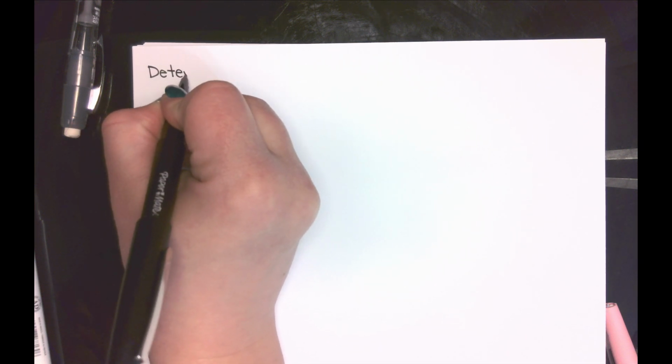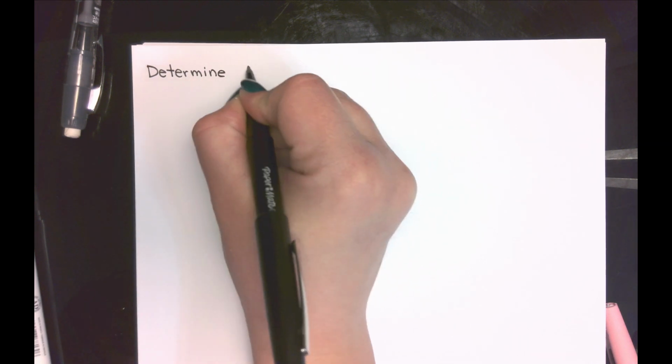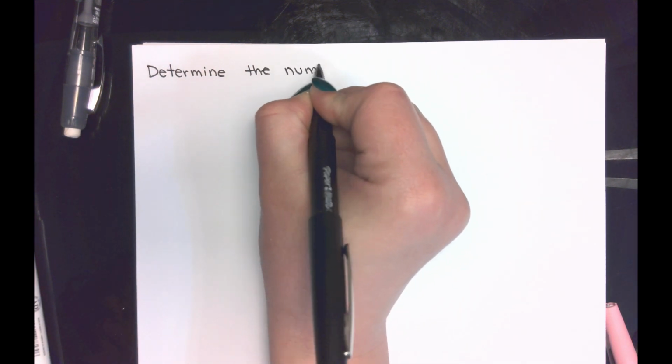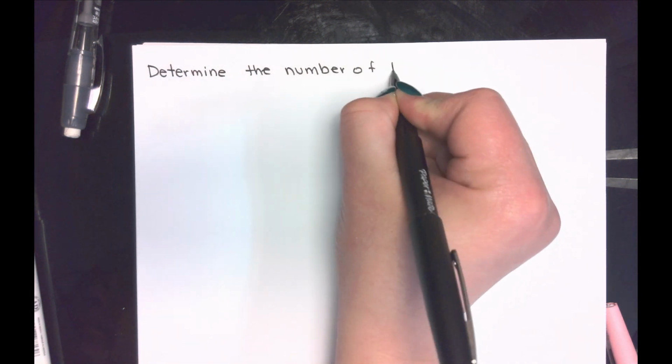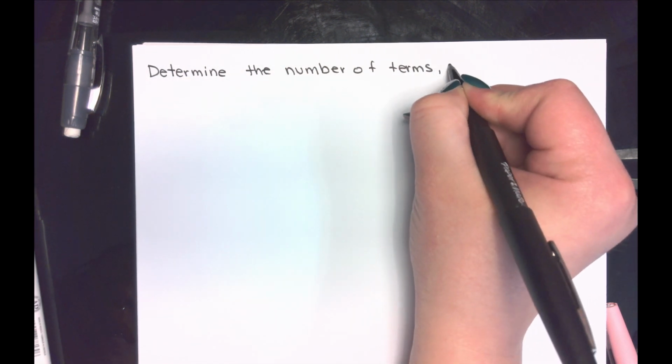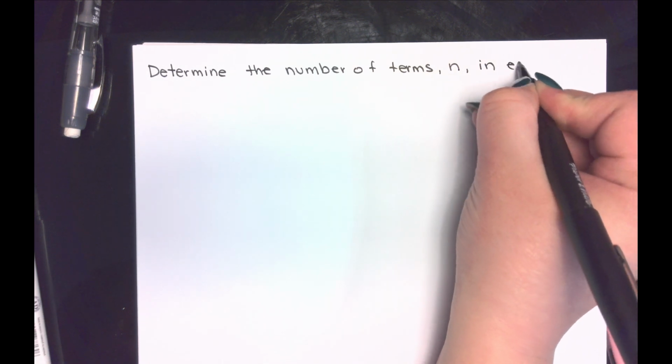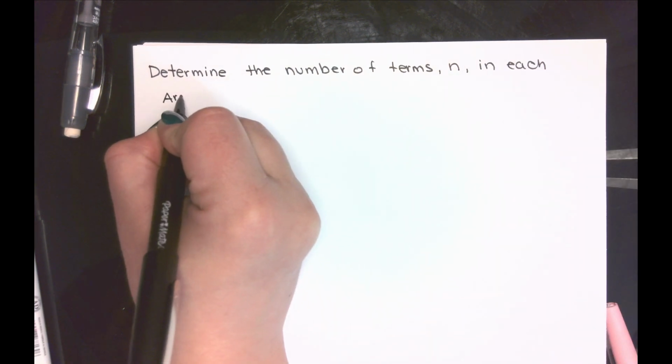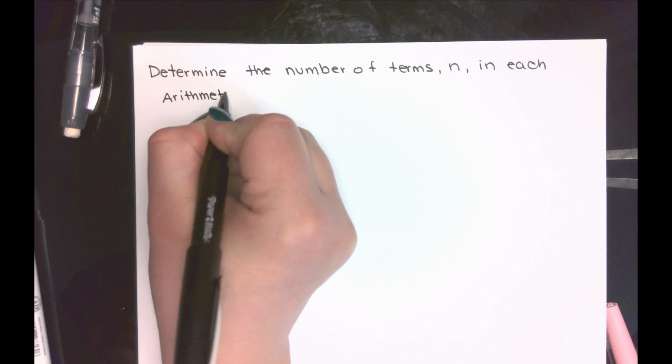For today, they will already provide us the summation. They will tell us when we add, it's going to be this number. What they won't tell us is how many numbers we're actually adding together. So determine the number of terms n in each arithmetic series.